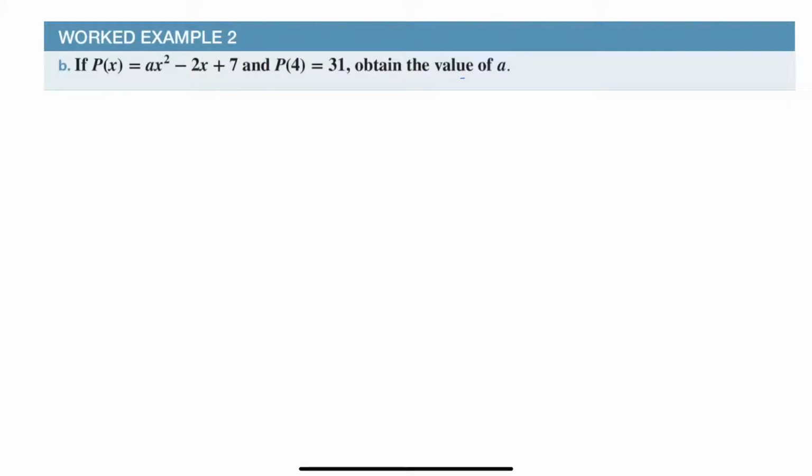So what I will do is, I'll first of all substitute 4 into my equation. So I'm going to say p of 4 equals a times, wherever I see an x, I'm going to put a bracket, so that will be 4 squared, minus 2 times 4 plus 7, and I'm going to substitute as far as possible. This is going to give me 4 squared is 16a, minus 8 plus 7, and that gives us 16a minus 1.